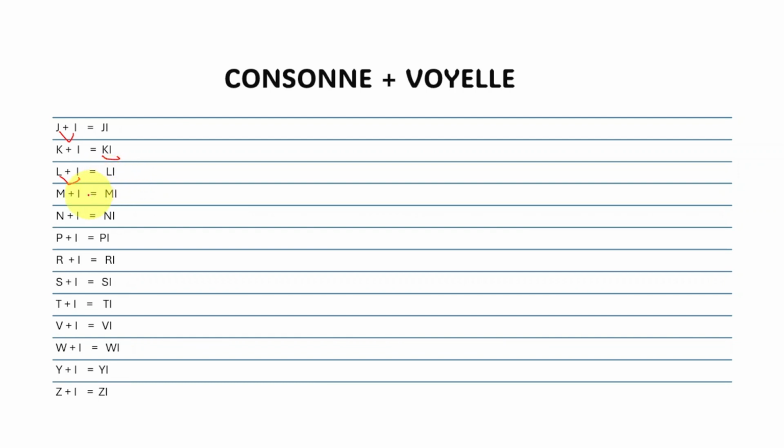Okay. Here, when you combine together, it's mi. Here, when you combine together, ni. Here, pi. Here, ri. Here, si. Here, ti. Here, di. Here, when you combine together, we. Not the we like in English. No, it's we. Here, when you combine together, yi.